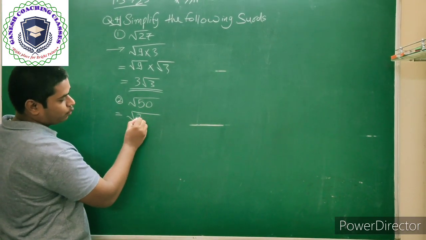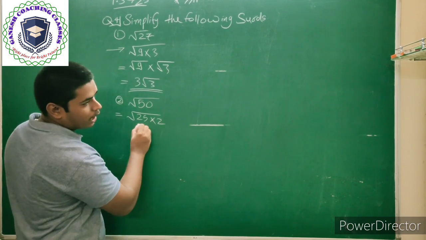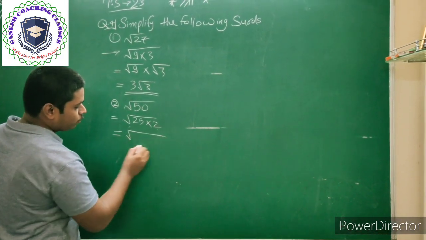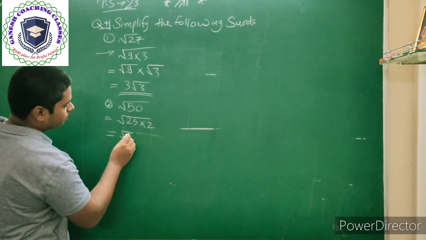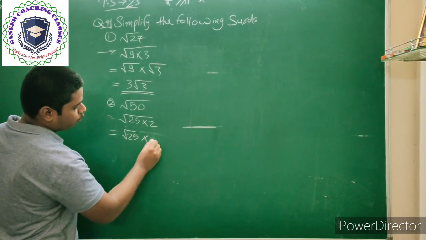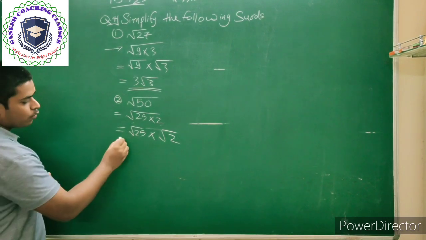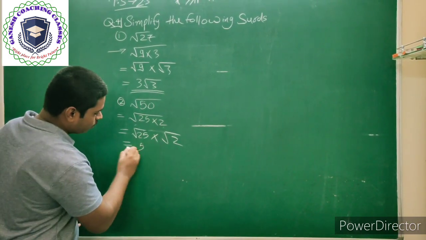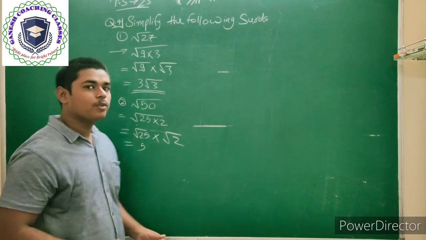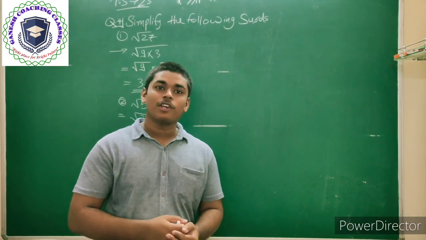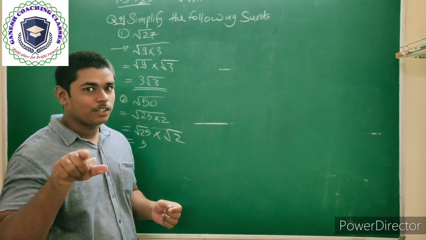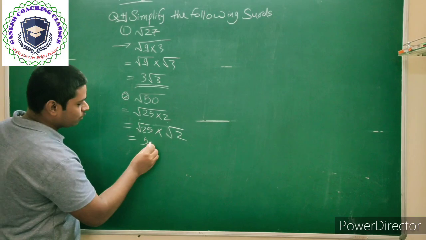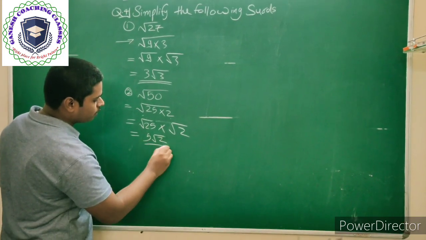50 can be written as 25 into 2, and these numbers are in multiplication, so we can split their roots. We can write root 25 into root 2. We have the predefined value of root 25, that is 5, and for root 2 we do not have a predefined value, it goes 1.414 and so on. So we will write it as it is. So here we get 5 root 2. This is our final answer.